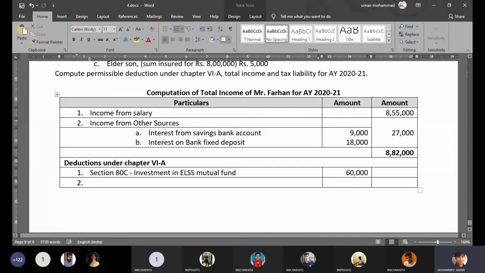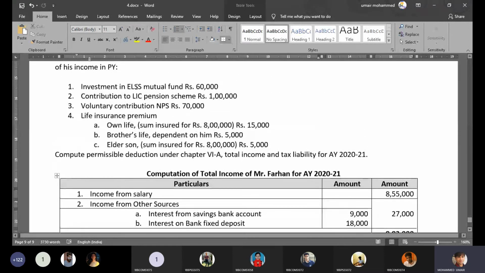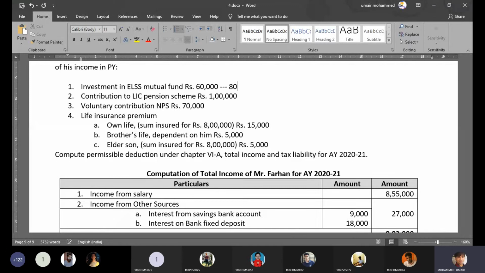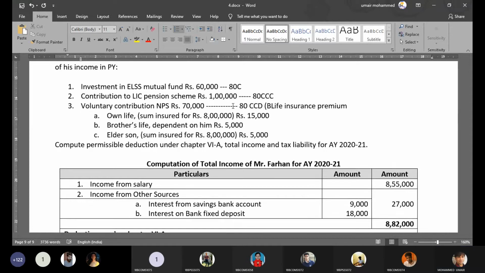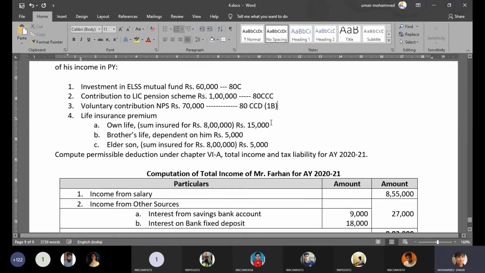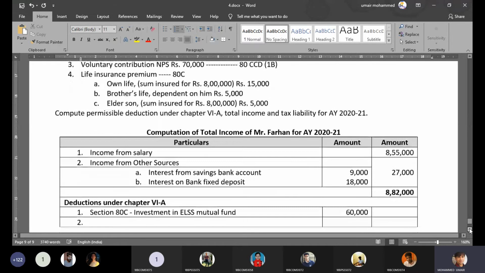What's the next deduction? The next deduction is contribution to LIC pension scheme. What we will do is we'll take it separately, because contribution to voluntary pension scheme offered by financial institution like LIC gets qualified under section 80CCC. And what about life insurance? Life insurance is also 80C. So let's finish off these deductions as per the sequence.